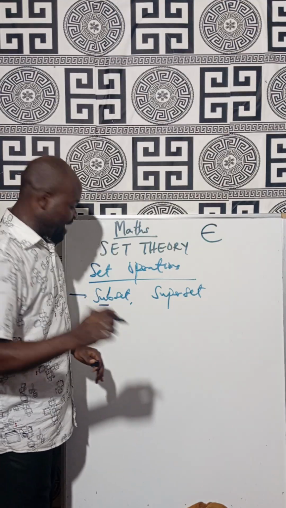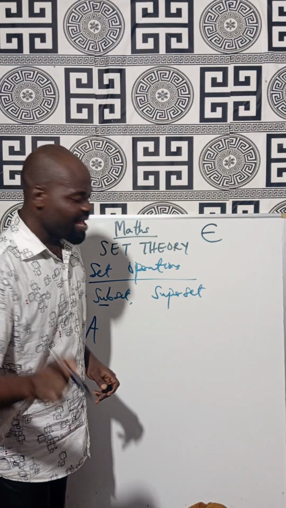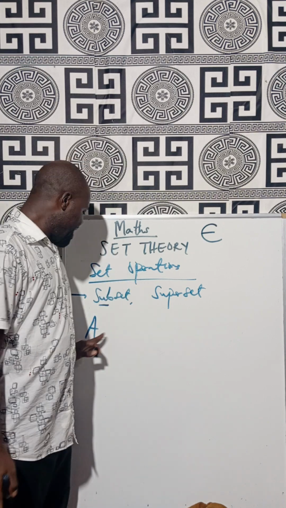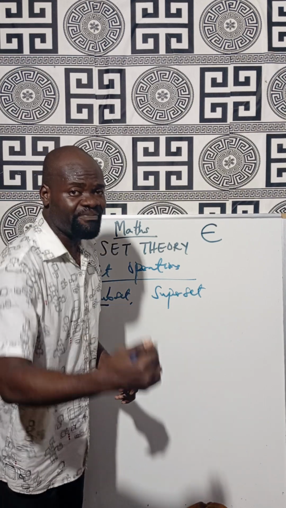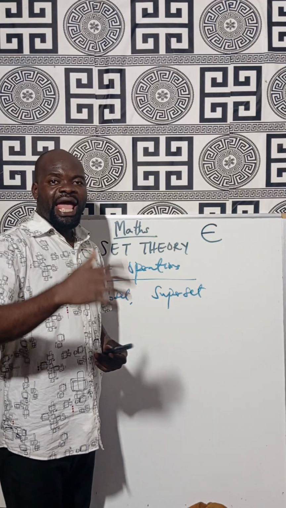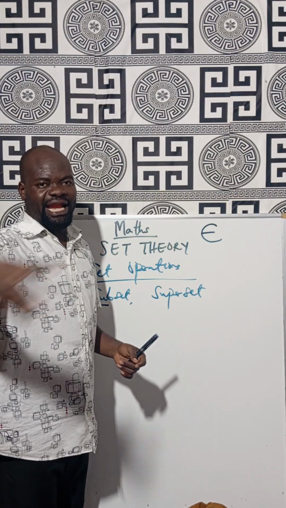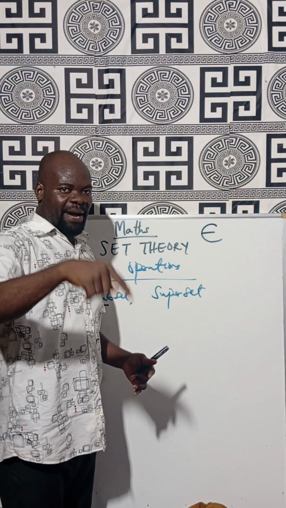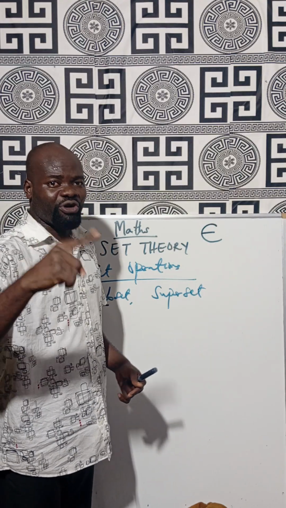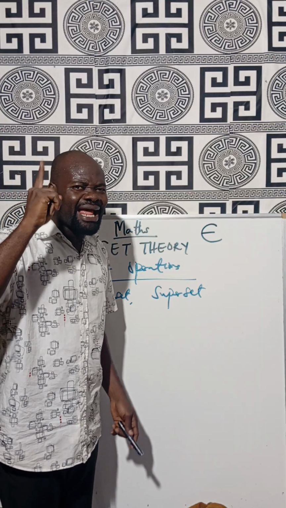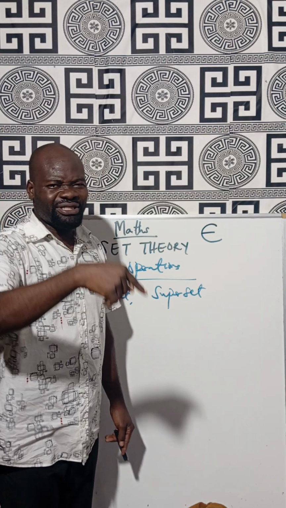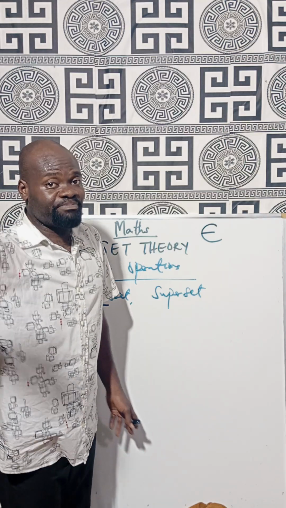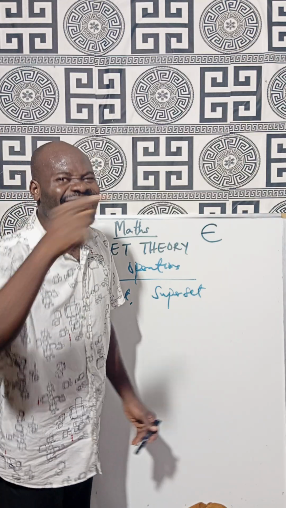Listen, I want to define subset now. A set A is a subset of set B. You can write it down. Set A is a subset of set B if both A and B contain elements, whereby B contains at least one element that is not in A. B contains more elements, that is, B contains at least one element that is not in A.